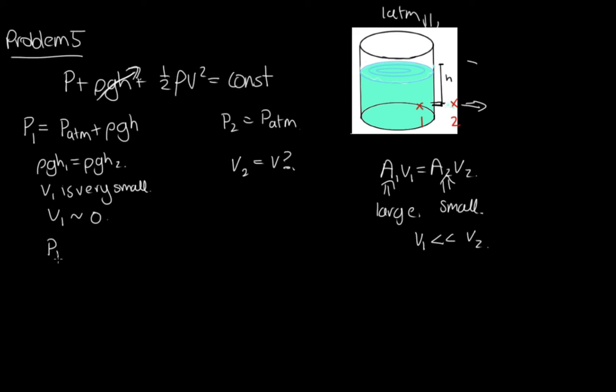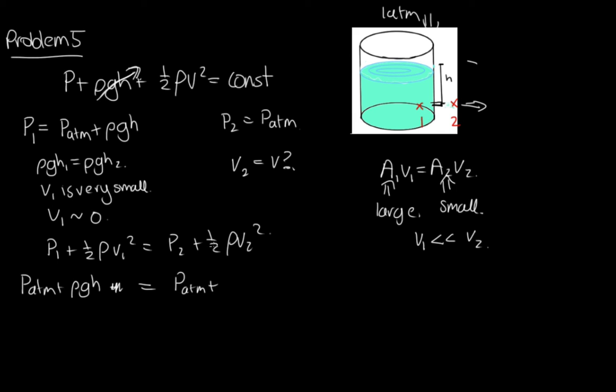So we've got P1 plus a half rho V1 squared is equal to P2 plus a half rho V2 squared. And now we'll substitute everything in. P1 is the atmospheric pressure plus rho gh. V1 is approximately 0, so that term's actually 0, so we can leave it off. P2 is atmospheric pressure plus a half rho V squared, where V is the velocity we're trying to find.